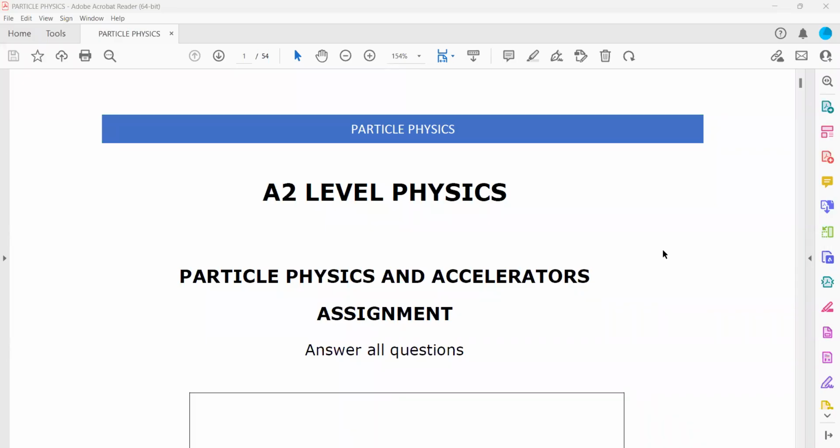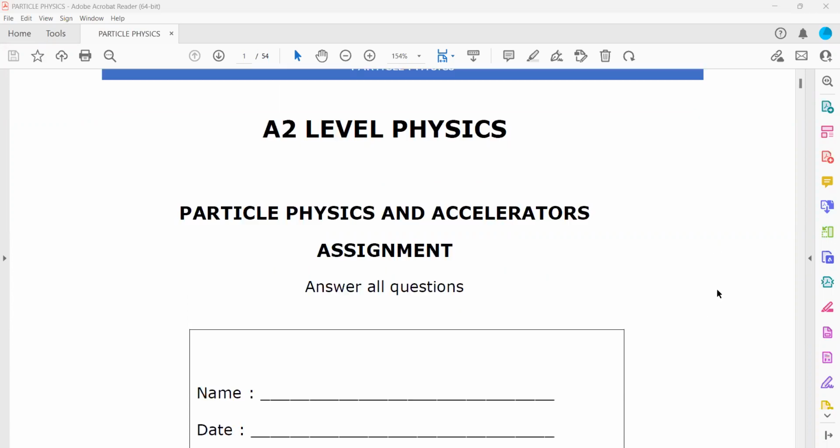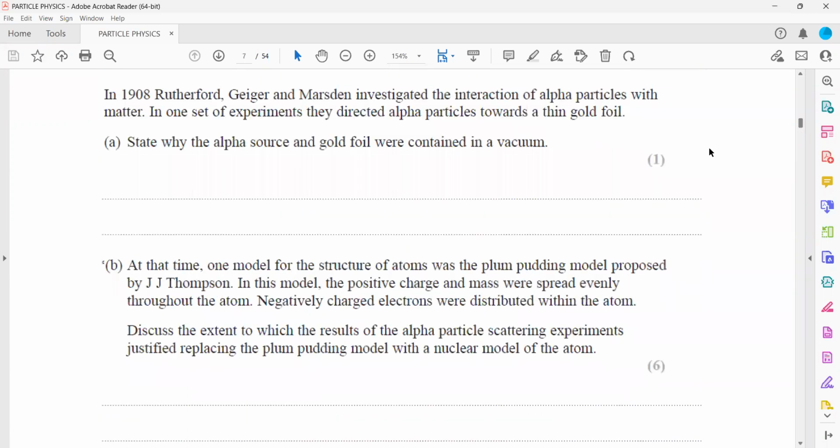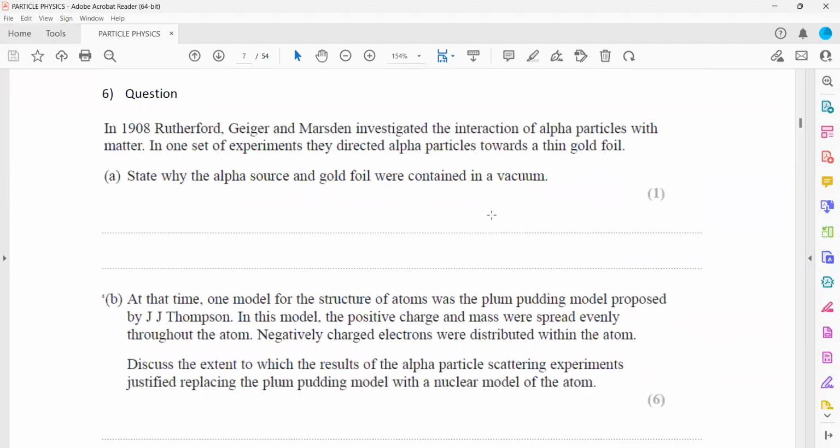So the assignment: particle physics and particle accelerators. I have discussed the first 5 questions from this assignment last session. And question 6: in 1908, Rutherford, Geiger, and Marsden investigated the interaction of alpha particles with matter. In one set of experiments, they directed the alpha particles towards a thin gold foil. State why the alpha source and the gold foil are contained in a vacuum.